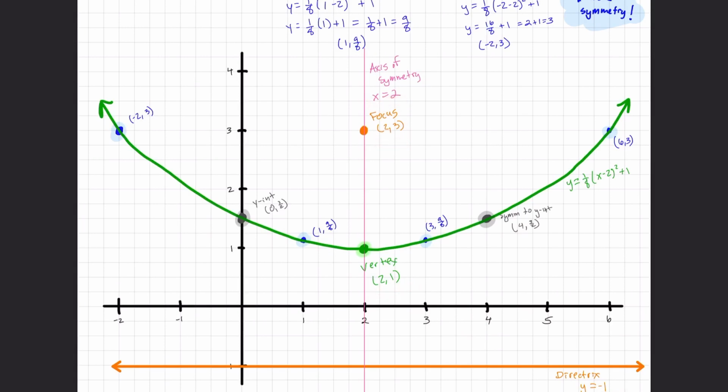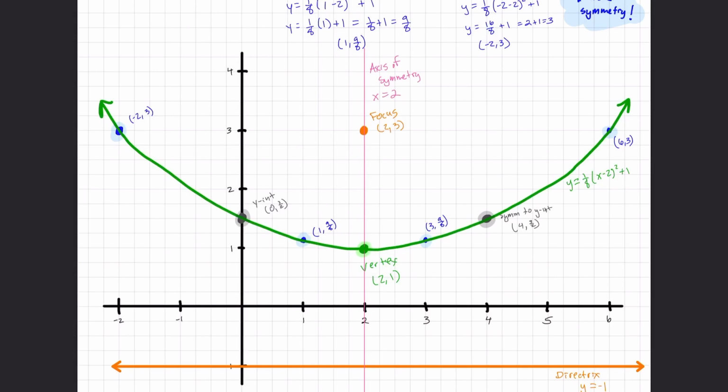All right, then I've graphed my y-intercept at 0, 3/2, and then I can graph a symmetrical point on the other side. That's 4, 3/2. And then I plugged in a 1 and got 9/8, and then I can do a symmetrical point on the other side and get 3, 9/8. I can plug in -2, and I go up to 3, and then I can do a symmetrical point on the other side.